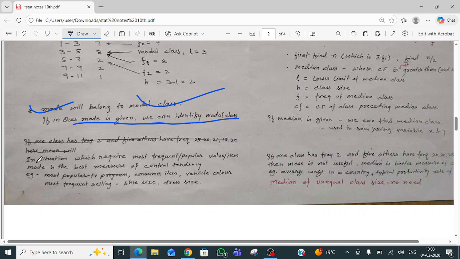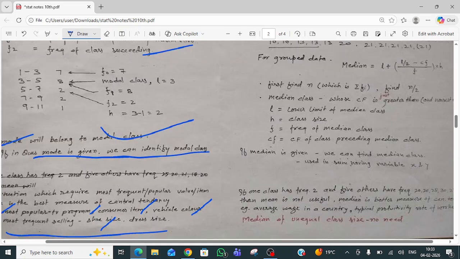Now, in a situation where we require the most frequent, most popular value, most popular item, mode is the best measure of central tendency. Examples where we can use the mode: most popular TV program, most popular consumer item, most popular vehicle color, most frequently selling shoe size, most frequently selling dress size. In these scenarios, we use the mode.